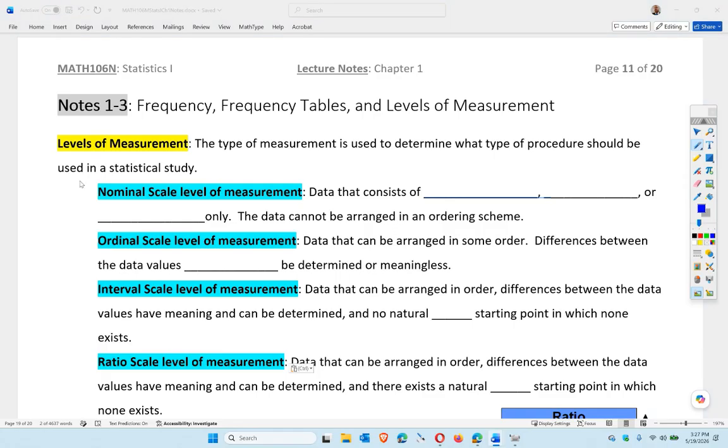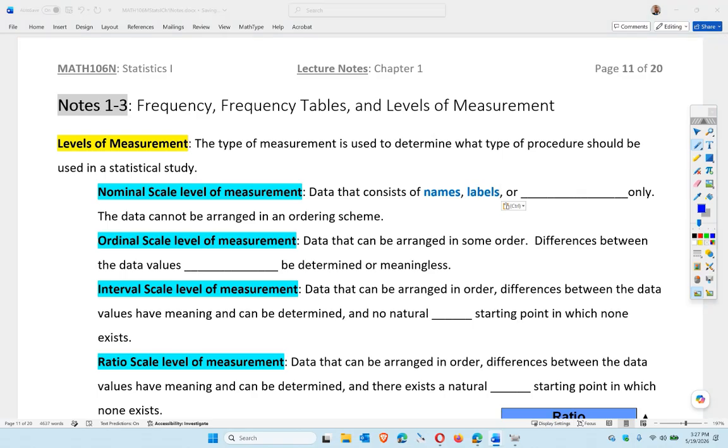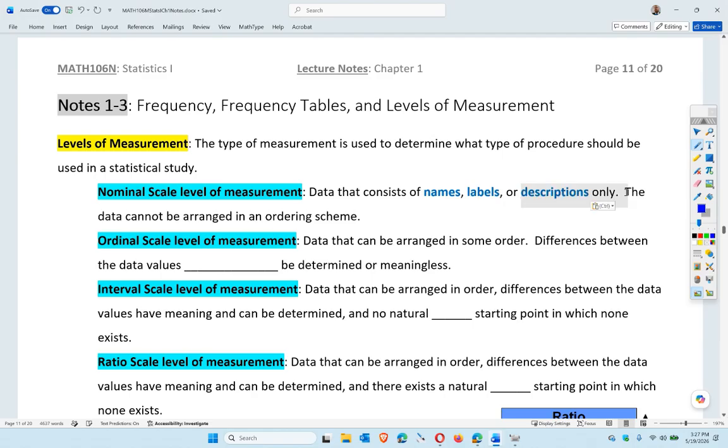So the way this is arranged is nominal is the worst, or the least amount of stuff that you have, and then the ratio is the best, basically. Okay, so nominal, or "no," you have nothing or not very much. That might be things such as names, labels, or descriptions. Any one of those would be. Okay, so that's not very ideal. Can't do a lot with that other than make some pie charts and some bars.